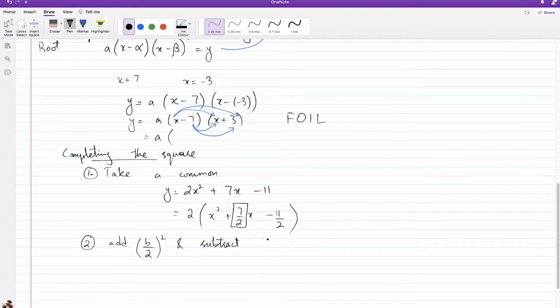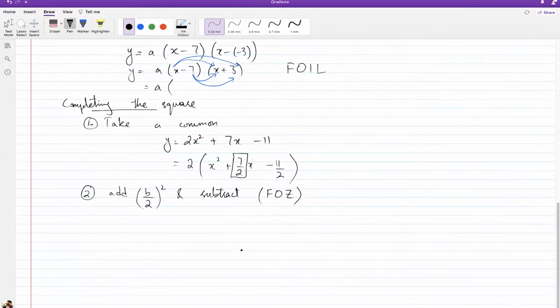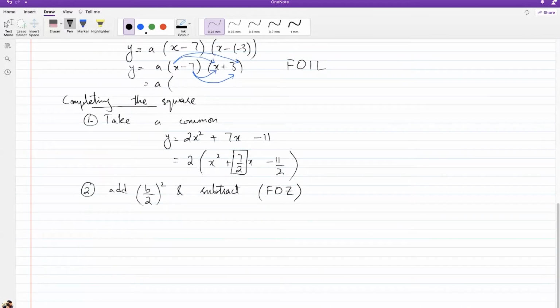What are we doing here? We are basically adding a form of 0. How? Let's see. We have 2x square plus 7x minus 11 by 2. So what I'm going to add is half of 7 by 2.